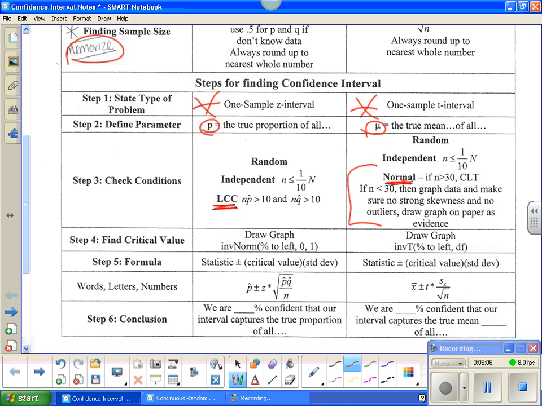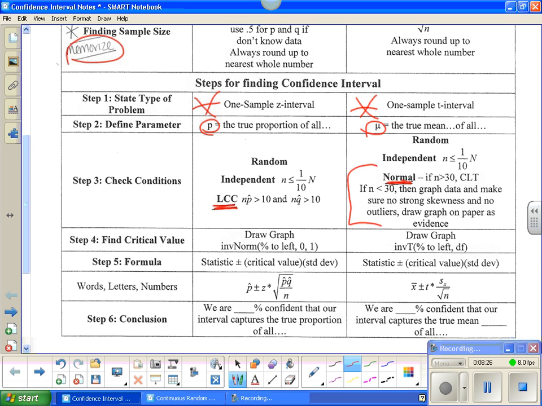And guys, don't draw some random box and whisker. You draw what you see so they can tell that you actually drew it. And what are you looking for? No strong skew. It can be a little skewed, but no strong skewness. And no outliers. That's a have to. That's black and white.